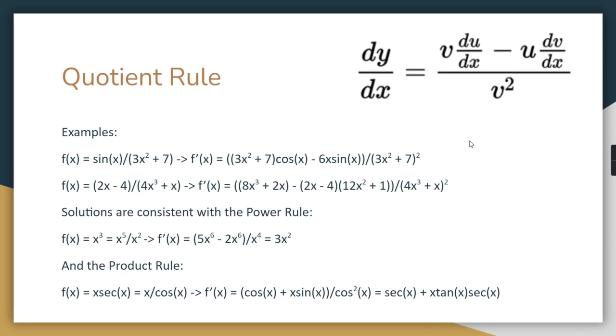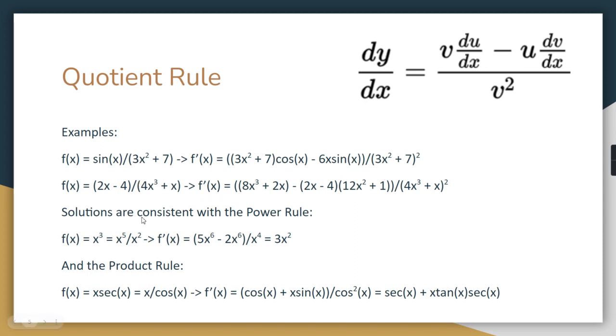And so what that means is that you take the low, so the denominator, times d high, the derivative of high, the numerator, minus high, so the numerator right here, times the derivative of low, d low, over low low, which is low squared, the denominator squared. So some examples here you can see. I won't word these out exactly because these can get very complex a lot of the time.